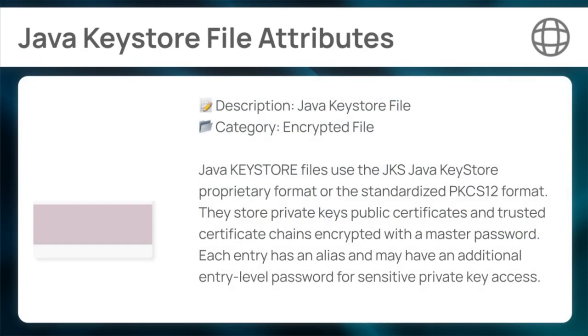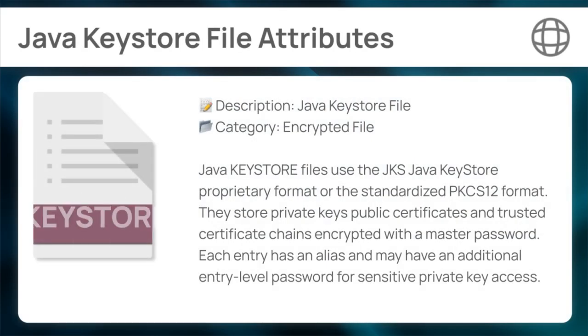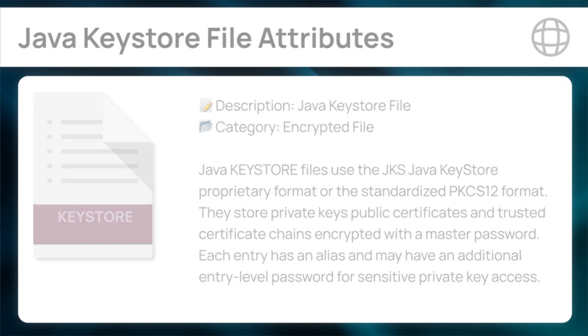Java KeyStore files use the JKS Java KeyStore proprietary format or the standardized PKCS12 format. They store private keys, public certificates, and trusted certificate chains encrypted with a master password. Each entry has an alias and may have an additional entry-level password for sensitive private key access.